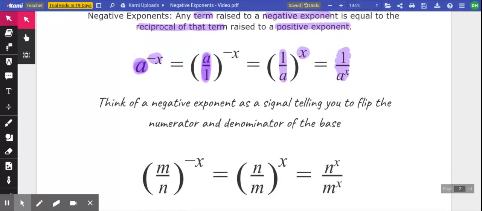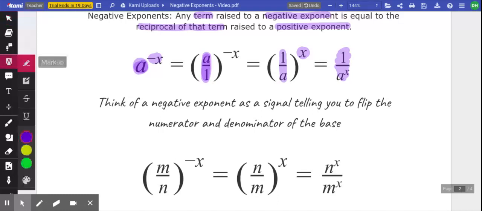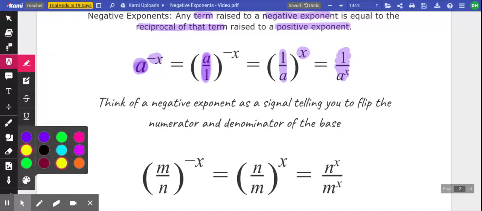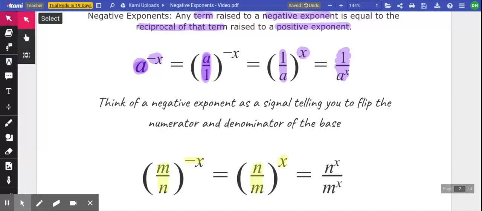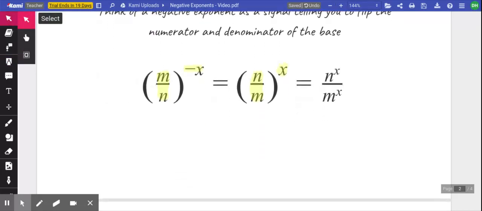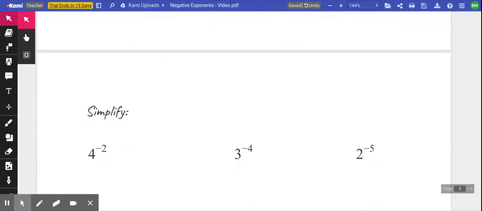So here's one cool way to think of a negative exponent, as a signal or trigger telling us to flip the numerator and the denominator of that base. Here's one. We've got ourselves our base. We recognize the negative exponent, so all we're going to do is reciprocate, or flip, the numerator with the denominator. And now the exponent is positive. How sweet is that? So all we have to really focus on is finding the reciprocal of that base.